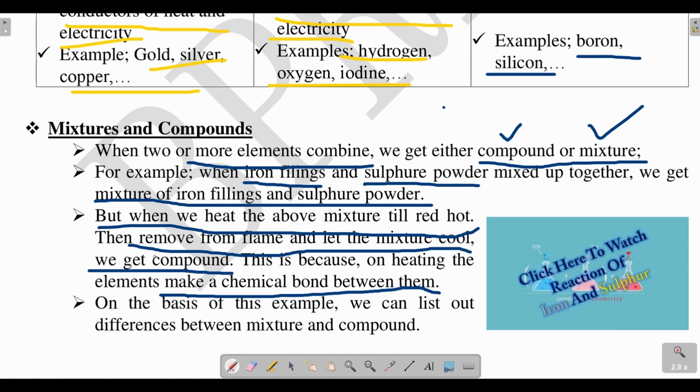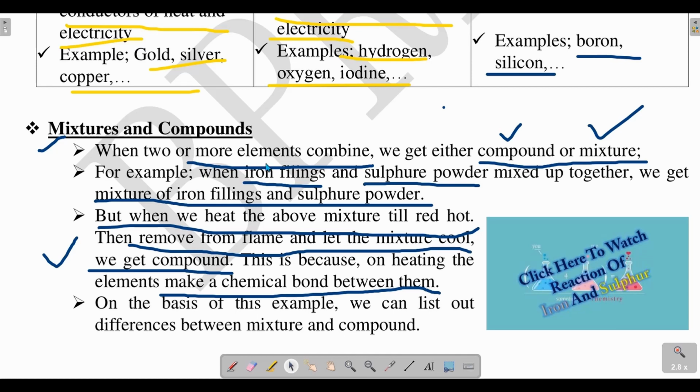That means you are supplying heat energy so that some chemical reaction takes place, and as a result of this chemical reaction they make a chemical bond between them and convert to a compound. Here, same elements, iron filings and sulfur, but still one is a compound and one is a mixture. I hope you understood clearly. That means when two elements chemically combine, that will be a compound. That will be turned into a simple substance.